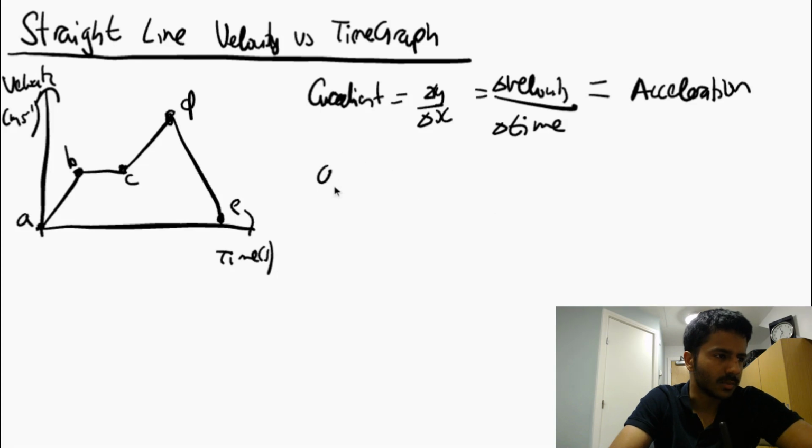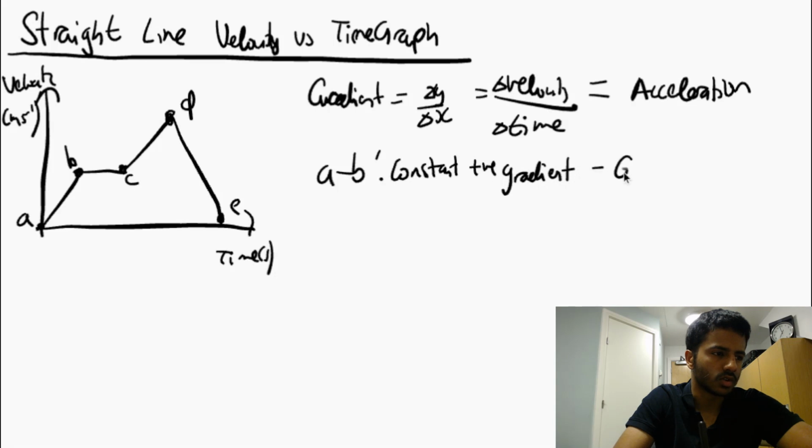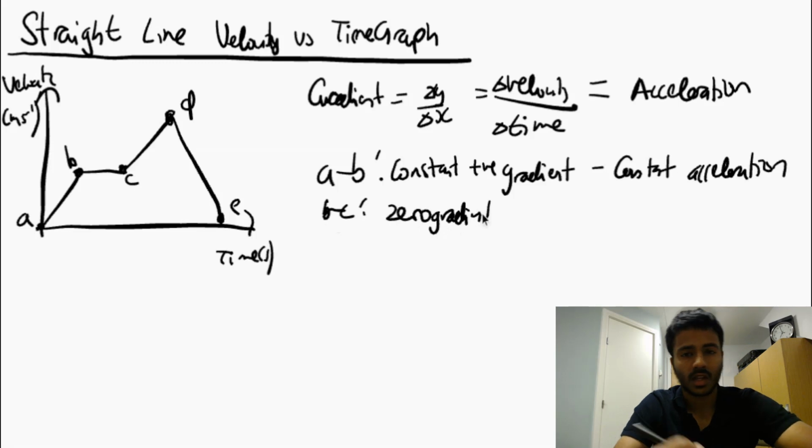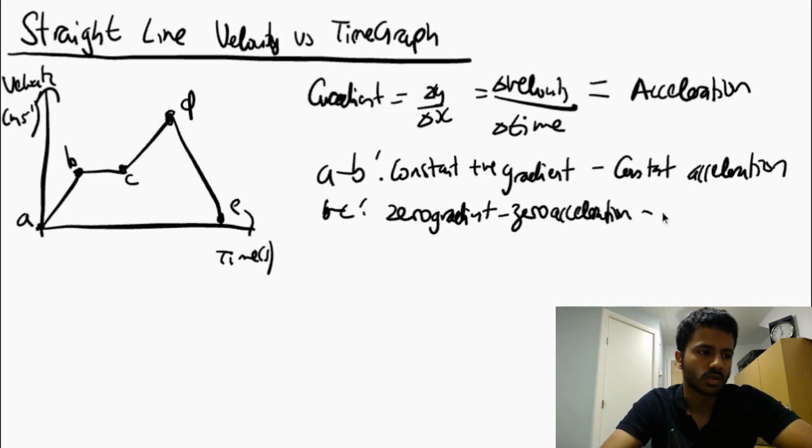If you look at points A to B, you have constant positive gradient, so it means you have constant acceleration. B to C, zero gradient, and that means you have zero acceleration. And what that means is you also have a constant speed. If you have zero acceleration, that means you have constant speed, or I should say constant velocity.